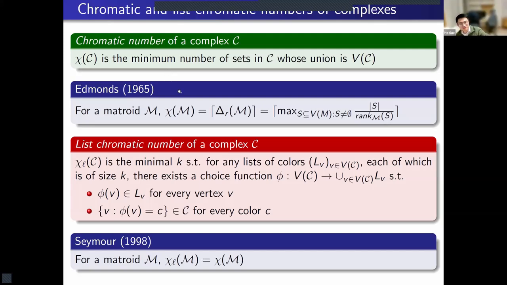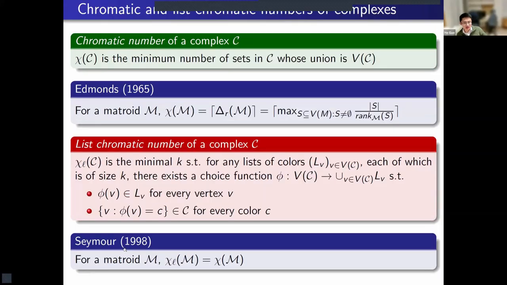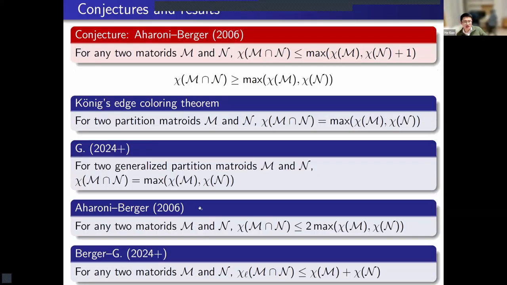Yeah, it's a good point to distinguish the difference here. Okay, so next we can move on to our result. So first, because here we have a very good understanding of the chromatic number and the least chromatic number of a matroid, the next step is to understand what happens if you have the intersection of two matroids?